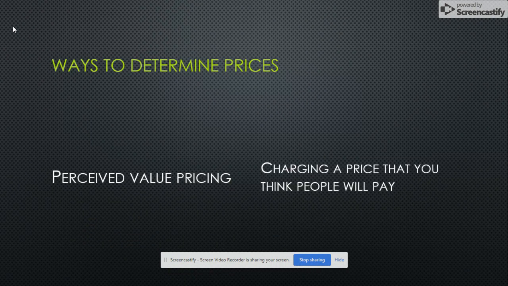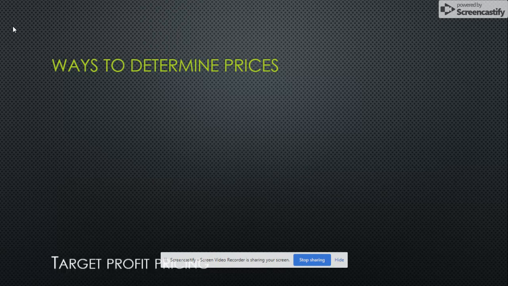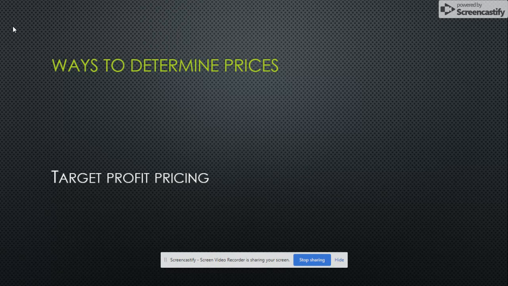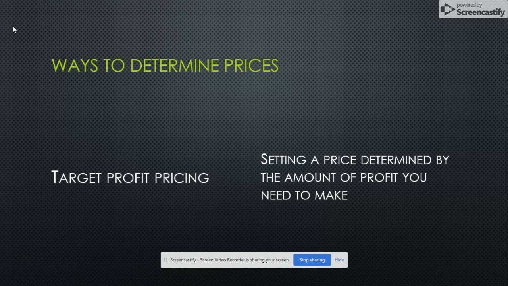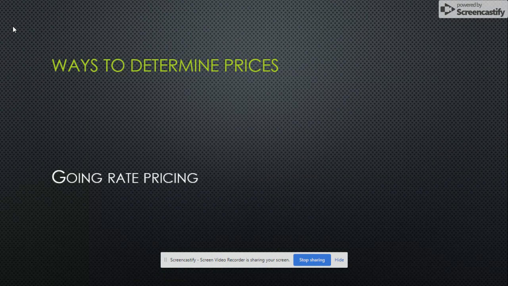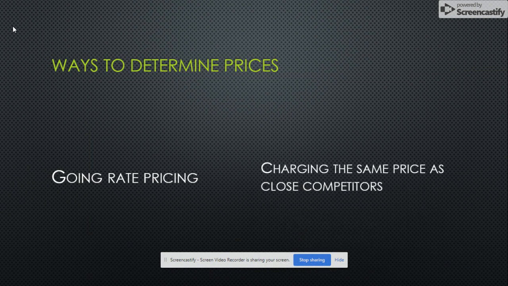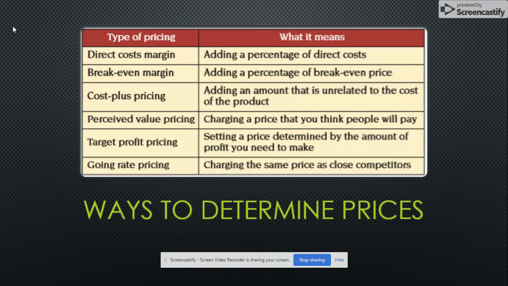Perceived value pricing. So charging a price that you think people will pay. So if everybody else is normally paying $3.50 for a coffee, that's what you're going to charge. Target profit pricing. So setting an amount determined by the amount of profit you need to make. So you know that you want 20 cents per coffee, so you add on that extra 20 cents because you want to make that profit. And the going rate pricing, charging the same price as the close competitors. So there's the table. If you could write that table down and make sure you understand it. If you don't understand, we'll chat about it.